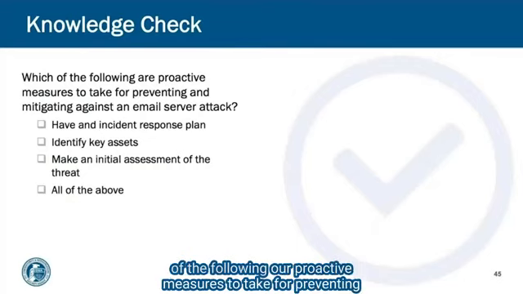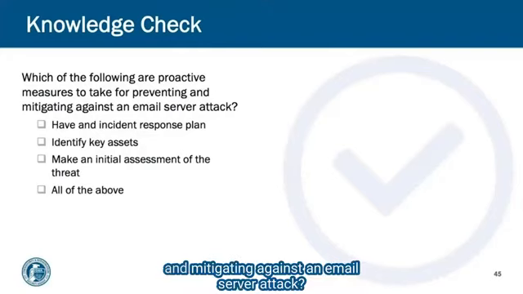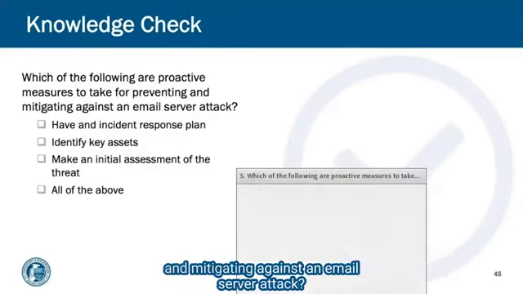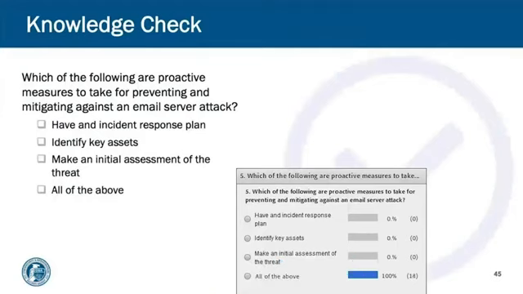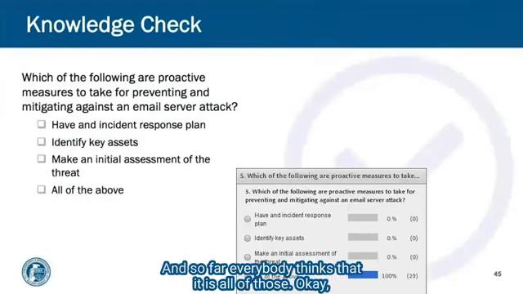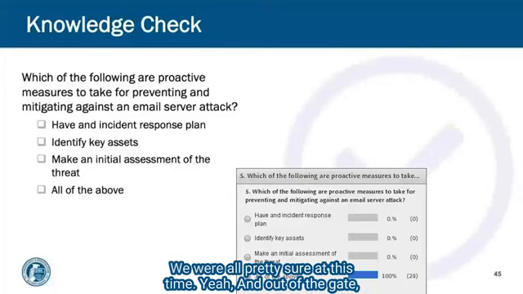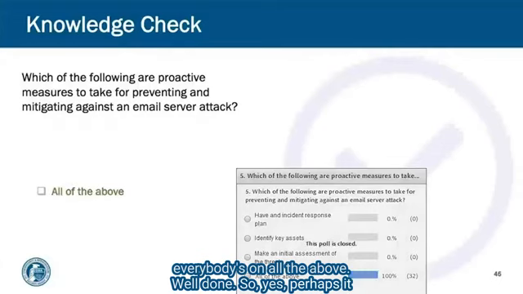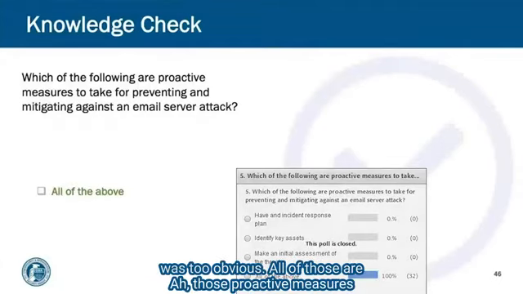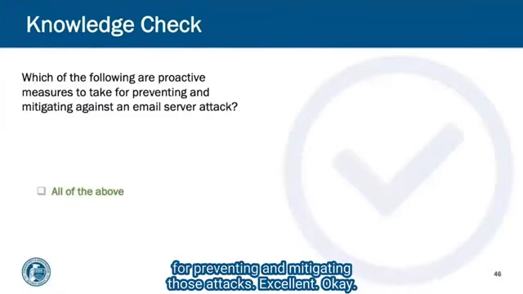So which of the following are proactive measures to take for preventing and mitigating against an email server attack? And so far, everybody thinks that it is all of those. Okay, we were all pretty sure of it this time. Yep. And out of the gate, everybody's on all the above. Well done. So yes, perhaps that was too obvious. All of those are those proactive measures for preventing and mitigating those attacks. Excellent.